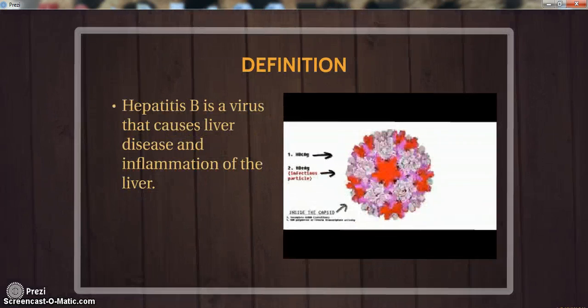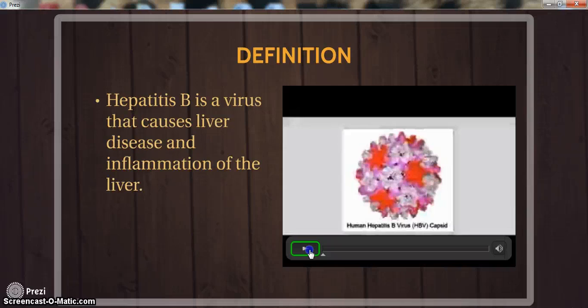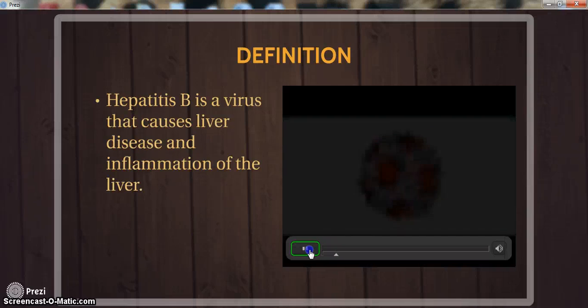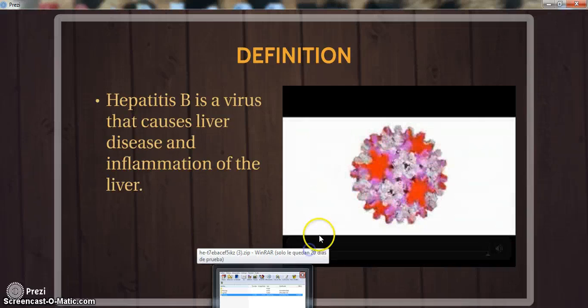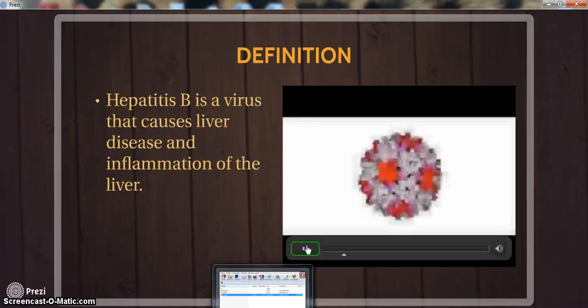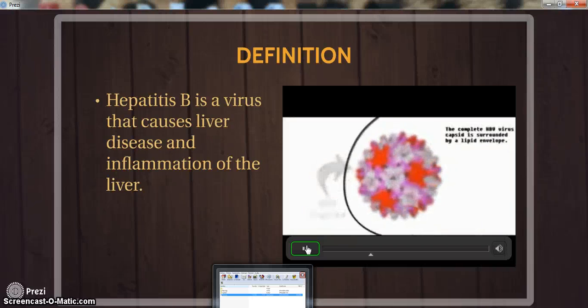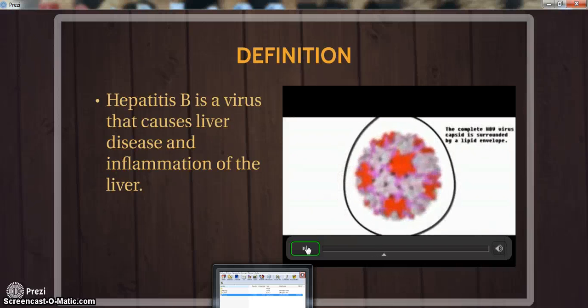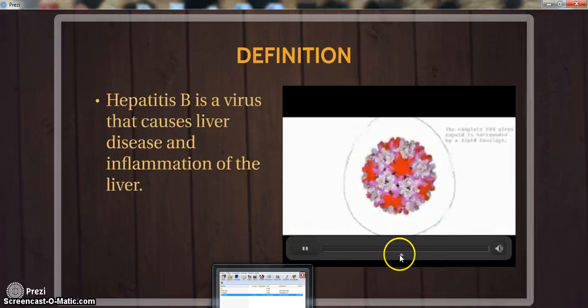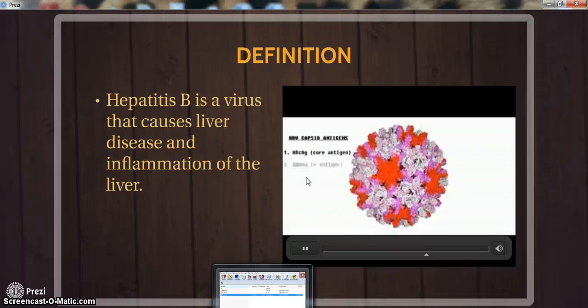Hepatitis B is a virus that causes liver disease and inflammation of the liver. We can see in this video the molecular structure of the hepatitis B virus, with the HBV capsid and the lipids involved. Also, we can see the antigens of the HBV capsid.